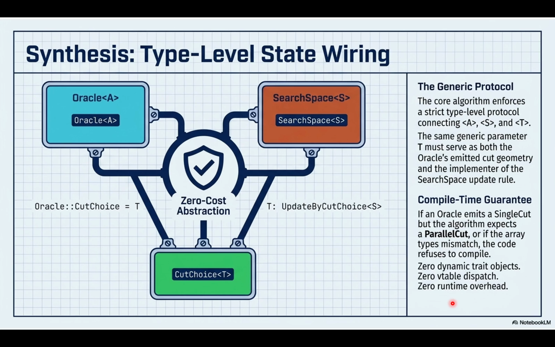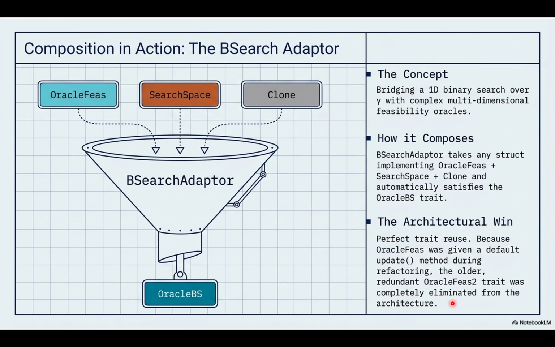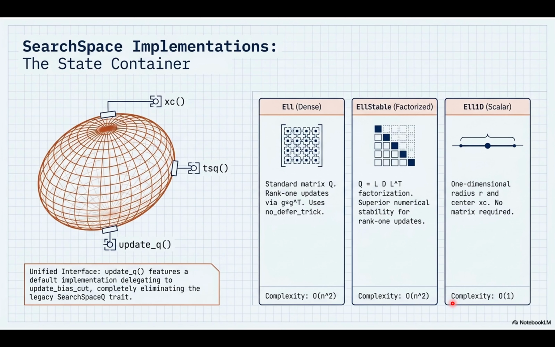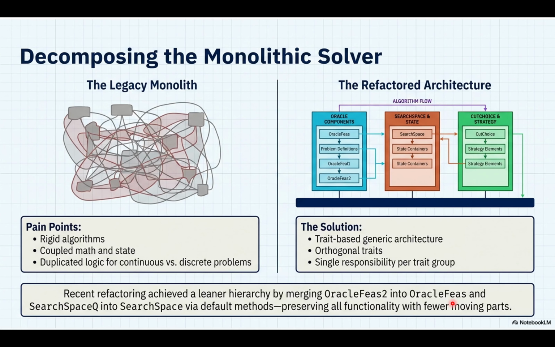So what does this all mean for the actual real-world results? I mean, the theory sounds great, but does this architectural strictness actually pay off? The presentation provides hard data on a recent refactoring of the codebase. Because the architecture was so cleanly separated into traits, the developer was actually able to remove 2 traits entirely: Oracle Fees 2 and Search Space Q. So they shrank the code base. But did they lose any features by doing that? None. Because traits can compose and inherit behaviors, they simply added default methods to the existing traits. Oracle fees got a default update method, and search space got a default update. They achieved a leaner, highly capable system with fewer moving parts.